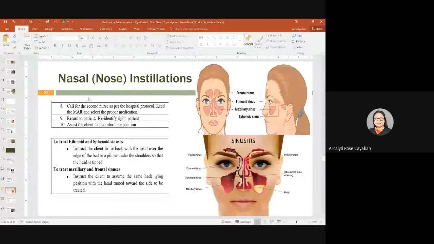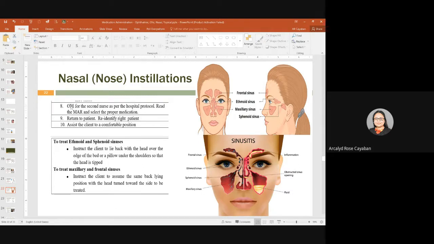Okay, before that, you have to know first the anatomical position of your sinuses. We have your frontal, just above your eyebrow. We have your ethmoid on your nose bridge area. We have your maxillary sinuses, which are found on your cheekbone, and your sphenoid, which can be found in front of your ear or in the middle of your face as well.